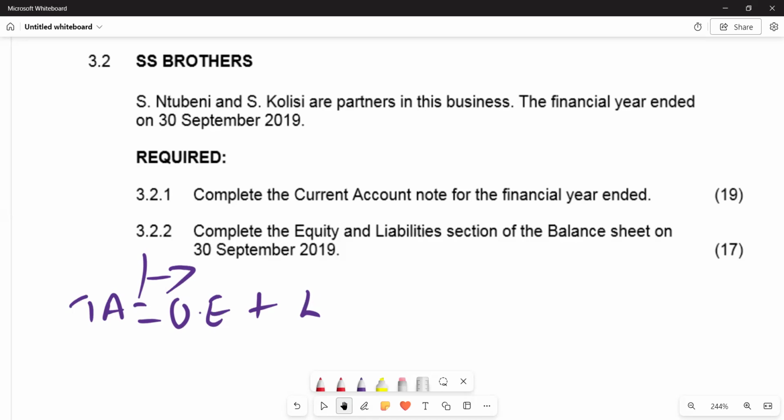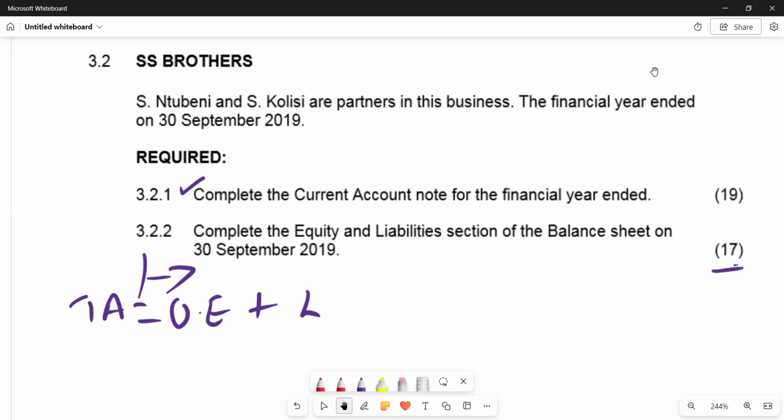So going to our question, it reads: Ntubeni and Kolisi are partners in this business. The financial year ended on 30 September 2019. So 3.2.1 reads: complete the current account note for the financial year ended, which is 19 marks, and then we've got 3.2.2: complete the equity and liability section of the balance sheet on 30 September 2019. But basically, the first part we did prepare in the last video. So we have got it here in this video again so that we can refer back to the balances of the current account. And then we can now complete our section of the balance sheet, that is the equity and liability section. So this part has got 17 marks.